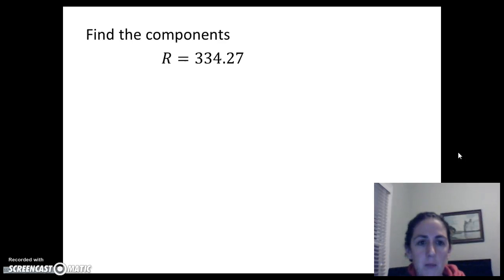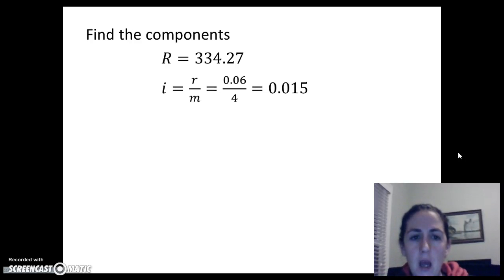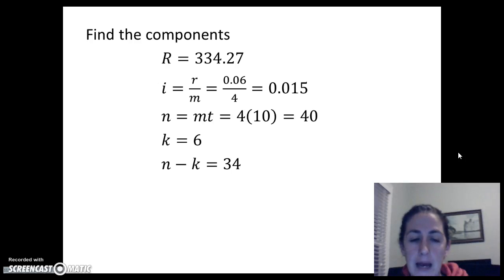Okay, so let's break down the components. R is 334.27. That's your equal payments you've been paying every quarter. i is r over m. That's 6% interest divided by the number of compounds, 4. n is m times t, or 4 times 10, which is 40. So you're supposed to make 40 payments. You've made 6, so you have 34 left.